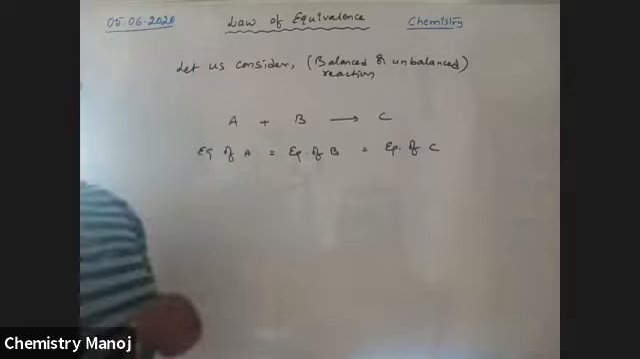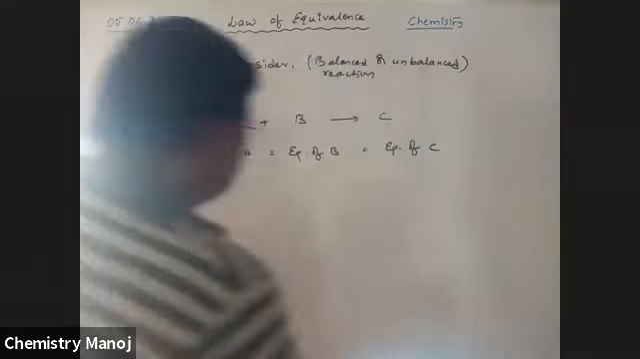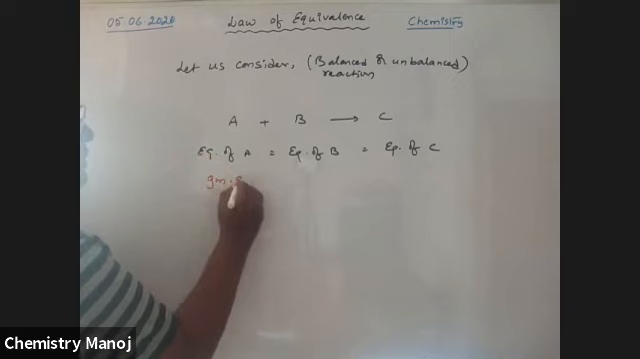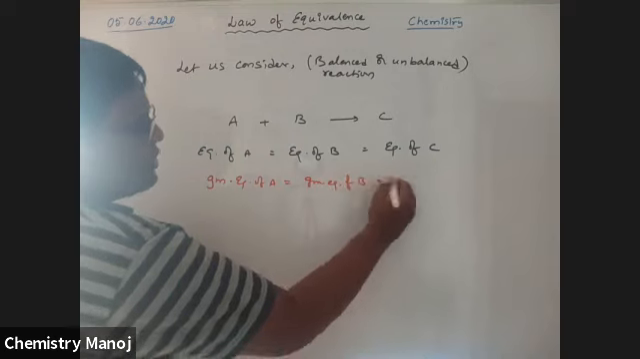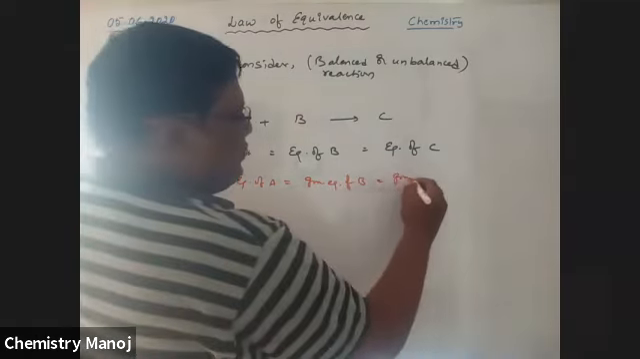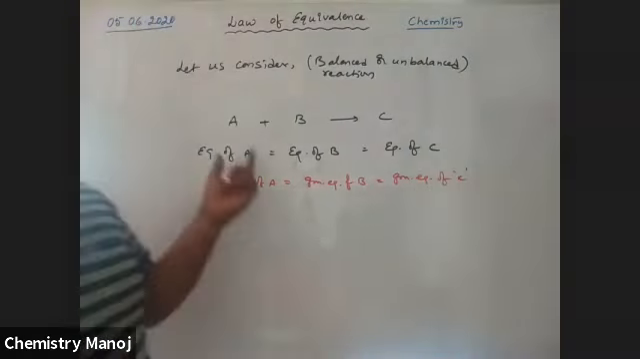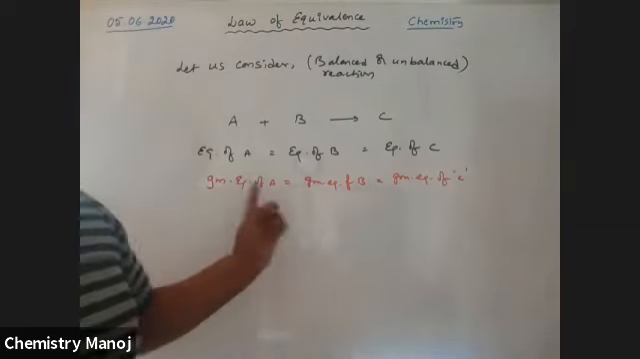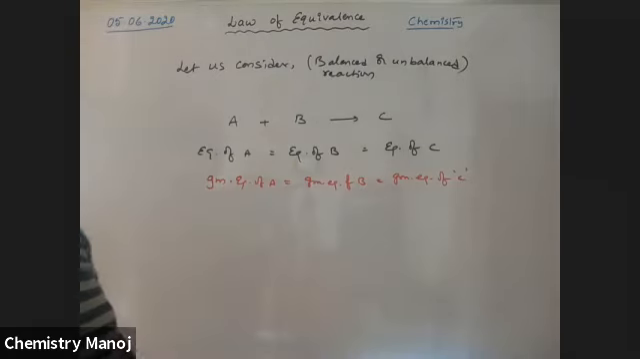So what are these equivalents? Equivalence is also taken as gram equivalence. Gram equivalence of A is equal to gram equivalence of B, which is equal to gram equivalence of C. That means gram equivalence of A must react with gram equivalence of B, and gram equivalence of C will be formed. So you can compare any two with each other and calculate, whatever you want.